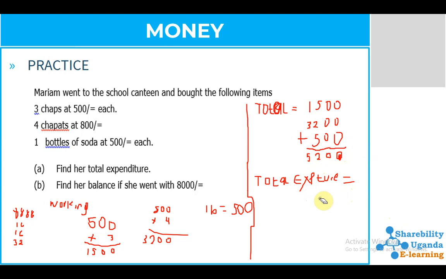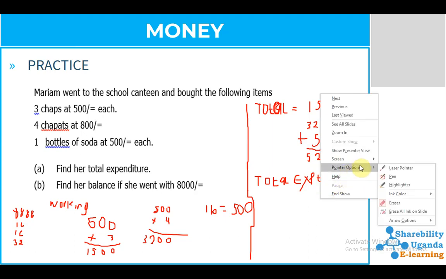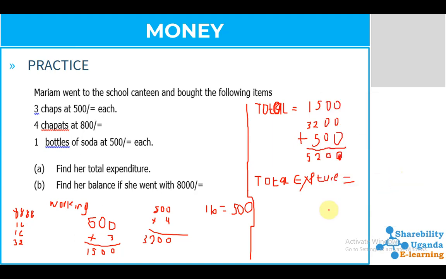Alright. So they are saying find her balance. This was part A. Then part B, they want us to find the balance. Now they are saying find her balance if she went with shillings 8,000.